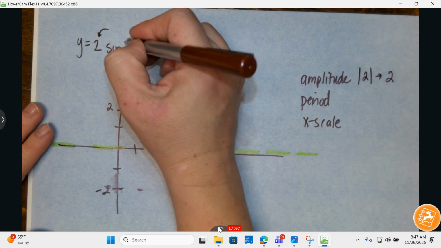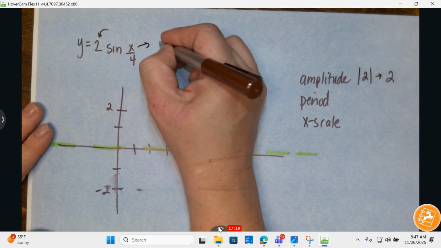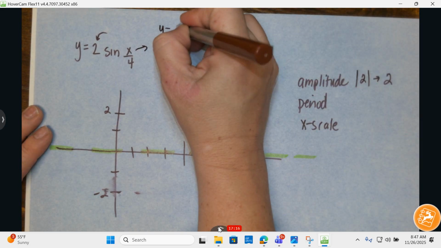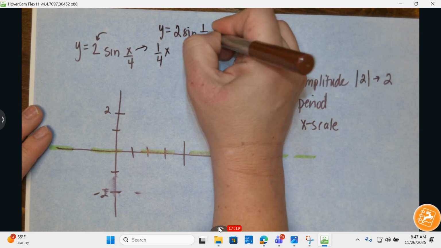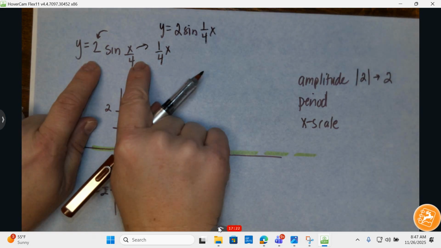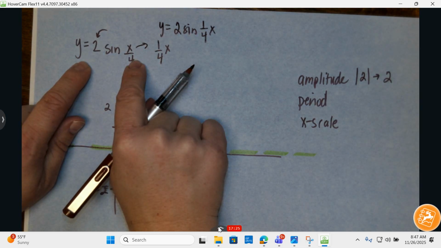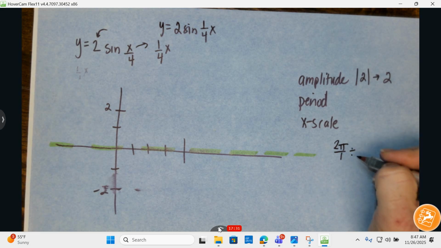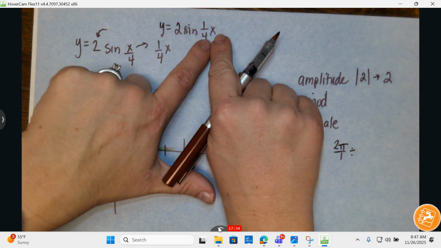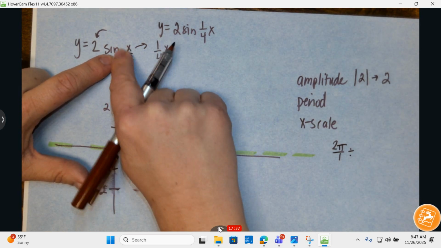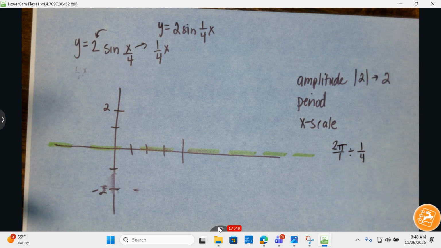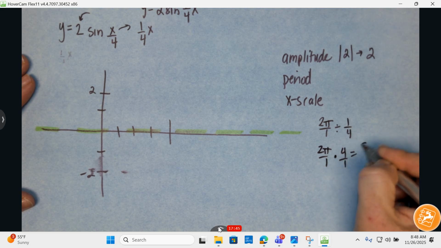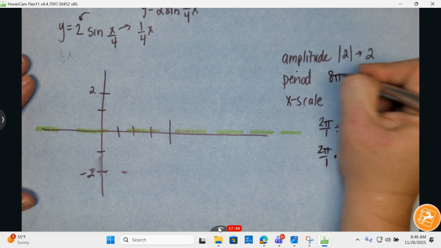Period length. Now this gets tricky. Look at this. I want to rewrite this. This is the same as 1/4 times x. So this is like y equals 2 sine of 1/4 x. So how do I figure out the period? We always take 2 pi and divide it by whatever is the b value. That's the value in front of the x. In this case, it's 1/4 that's stuck in front of the x, divided by 1/4. So 2 pi over 1, stay, change, flip. And I end up with 8 pi over 1, which is the same as 8 pi.